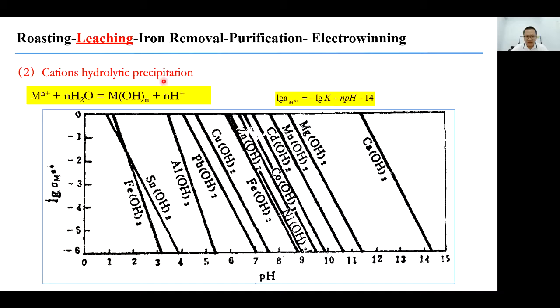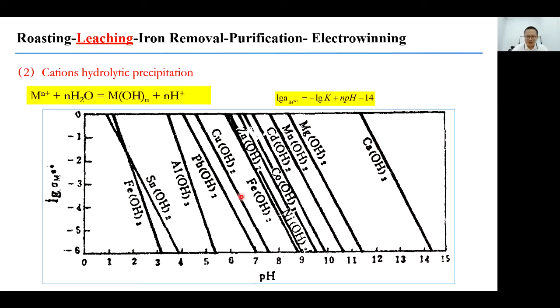Also, if some of them are leached out, the cations may have hydrolytic precipitation. This is zinc, so this is the target. Copper can precipitate before zinc, so it can also be enriched in the residue, and lead as well, and tin, iron. They can be collected in the leach residue. But the others, like cadmium, magnesium, or calcium, will stay as stable cations in the solution.